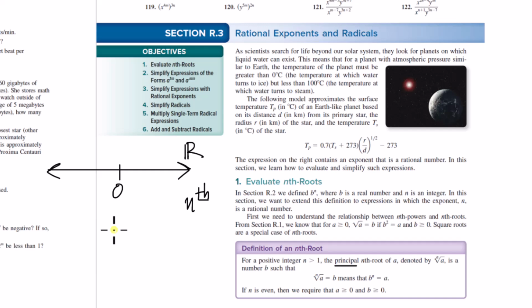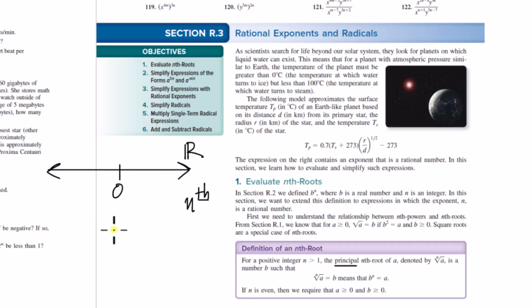Now, when it comes to an even root, issues come up because when you're dealing with an even root, first of all, you can't take an even root of a negative number. You can say 0, like 0 to the fourth power is 0, that's fine, but anything less than 0 is not going to have an answer.